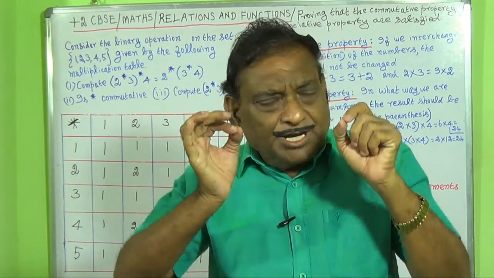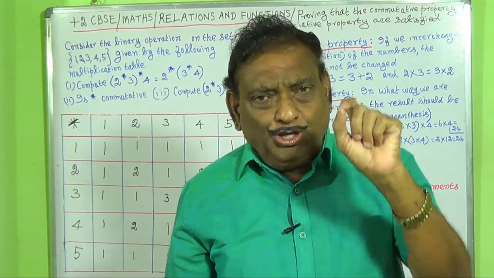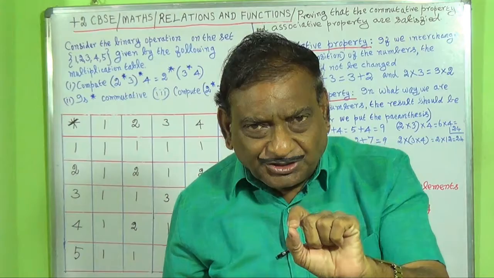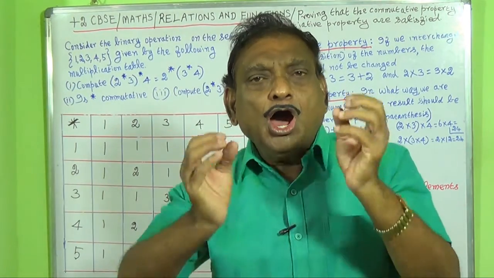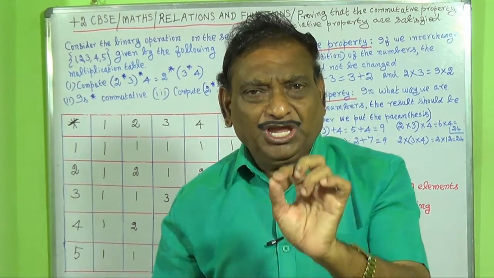My dear students and parents, in this video we are going to prove that the commutative property and the associative property are satisfied in the given multiplication table.